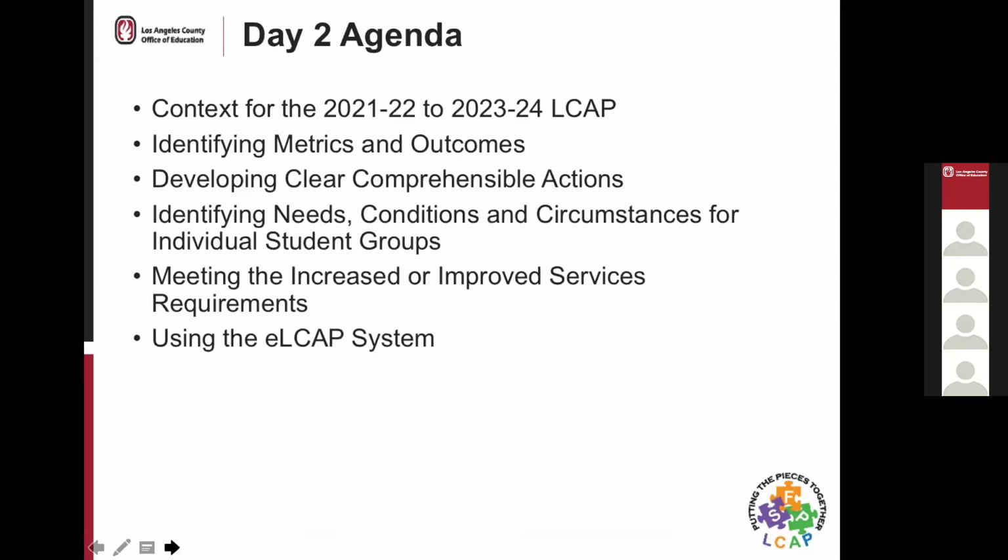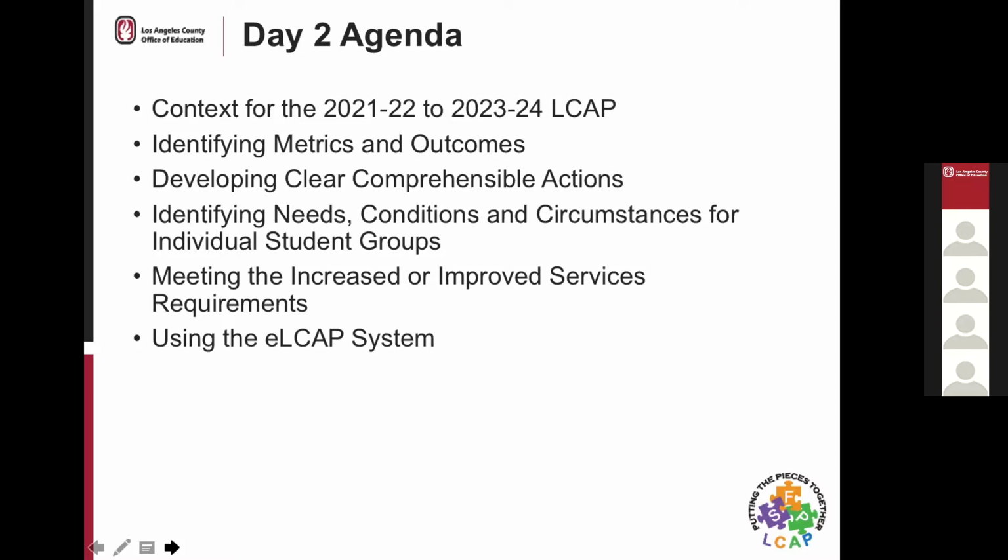Today, we're going to take a more in-depth look at a few sections of the LCAP. We particularly want to focus on identifying metrics and outcomes, given some of the challenges around that this year. We also want to focus on clear, comprehensible actions, which we often see as a challenge in LCAPs, and then on the requirement to identify needs, conditions, and circumstances for individual student groups, a requirement which was added to the LCAP recently. Then we'll focus on the increased and improved services requirements, and finally, we'll give you a preview of the new eLCAP system.